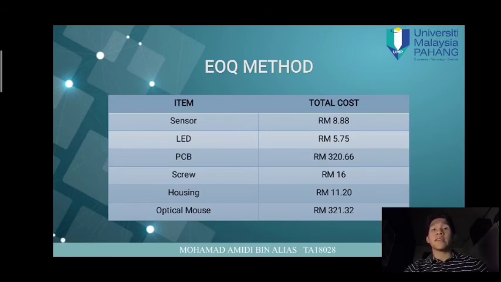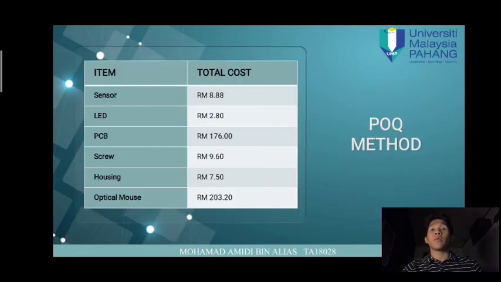As we can see, the total cost for the EOQ method is higher than the L4L method. For the EOQ method, the total cost for the sensor is RM8.88, LED RM5.75, PCB RM320.66, screw RM16, housing RM11.2, and the last one, optical mouse, RM321.32. The last method is the POQ method.